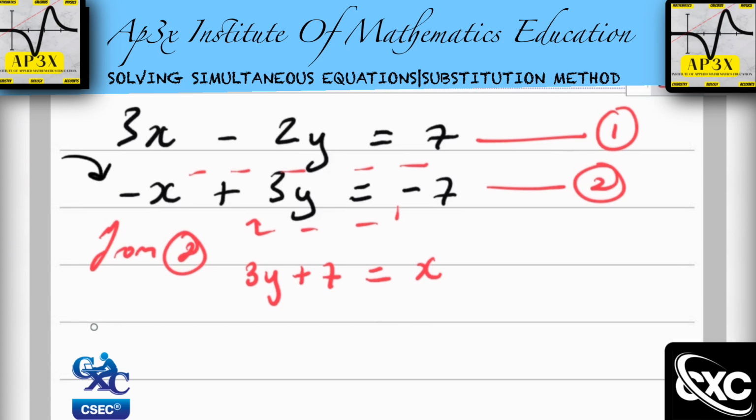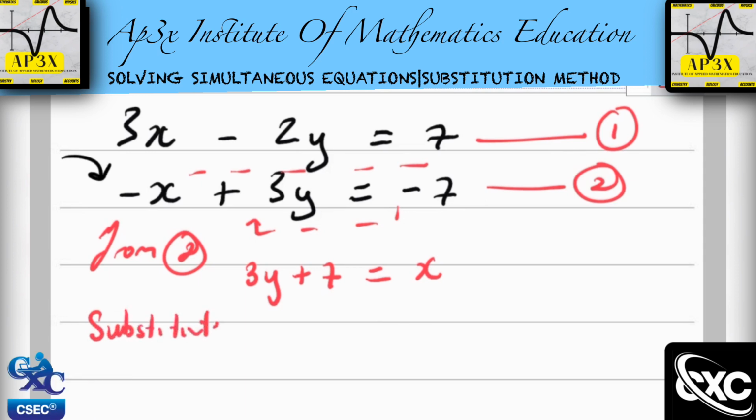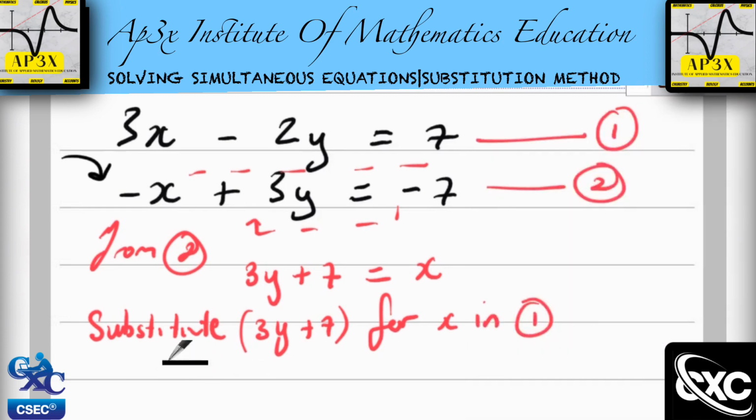All right, so once again I'm going to substitute 3y plus 7 for x in equation 1. So let's do just that. In equation 1, wherever I see an x, I'm going to replace that with 3y plus 7. So that's going to be 3 open bracket 3y plus 7 close bracket minus 2y, and that's equal to 7.